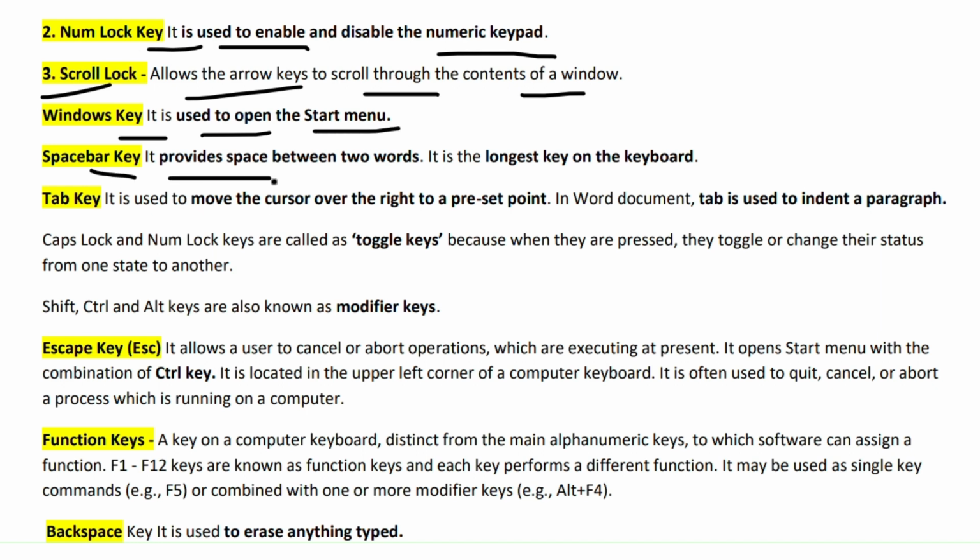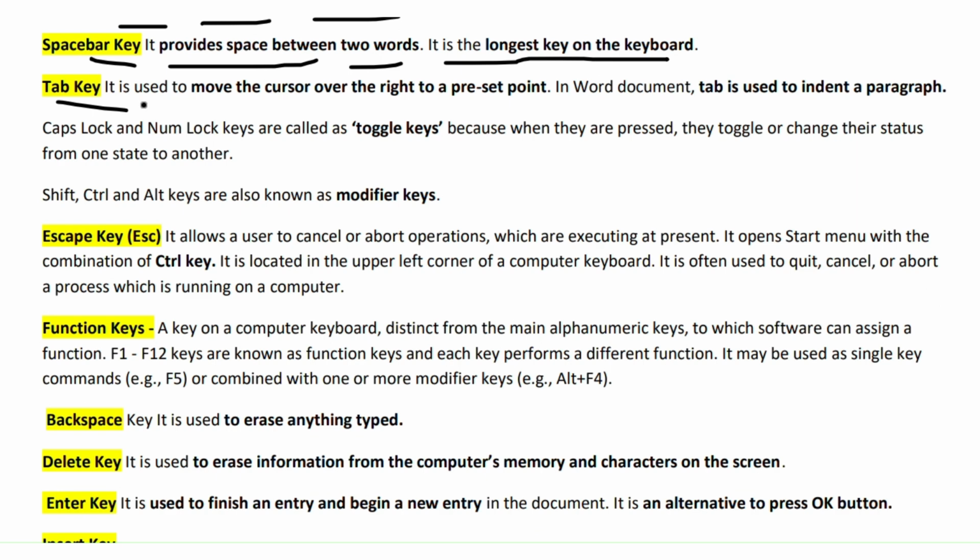What is the space bar? It provides space between two words. It is the longest key on the keyboard. What is Tab? It is used to move the cursor to the right to a preset point. In a Word document, Tab is used to indent a paragraph.